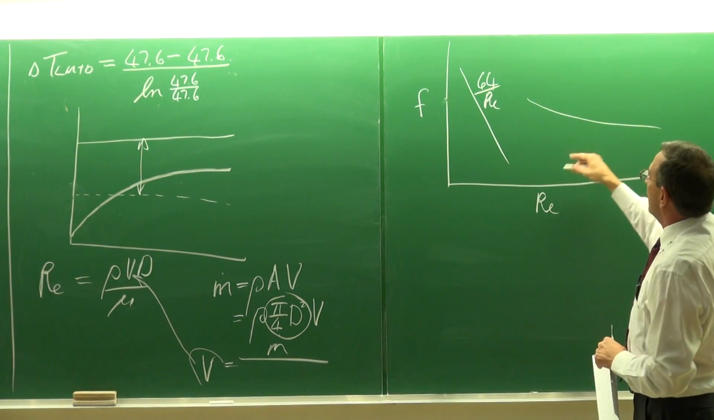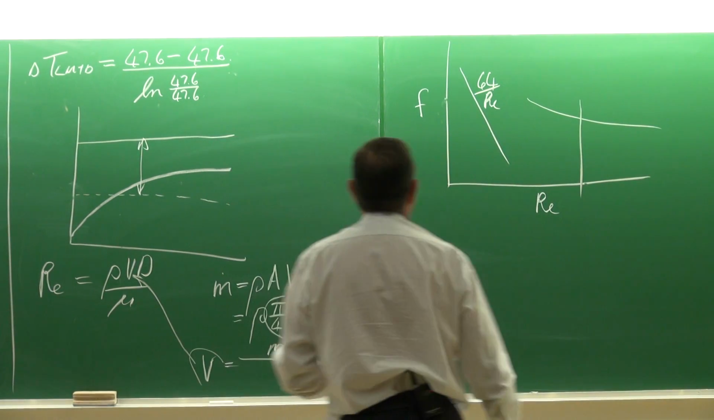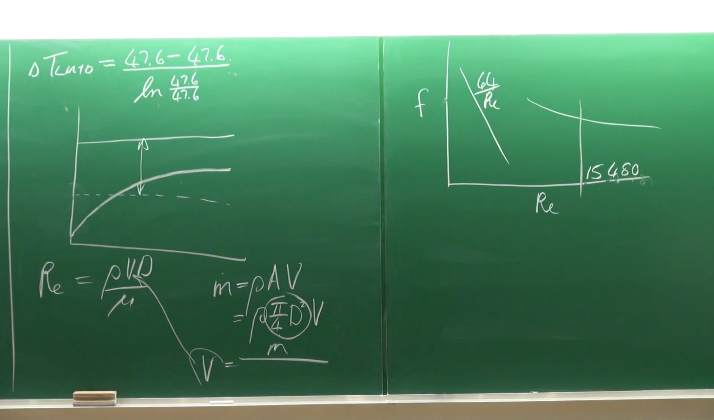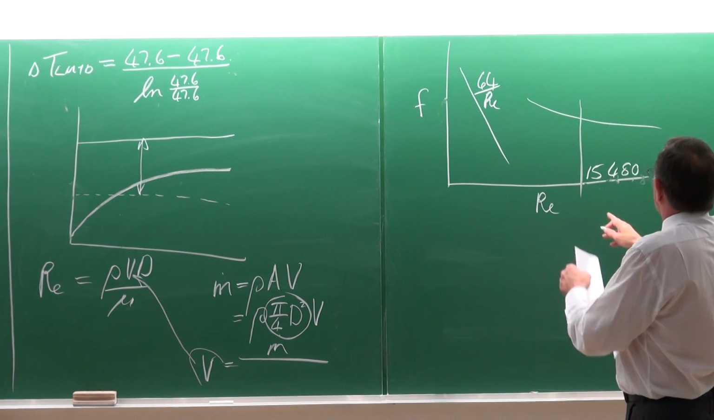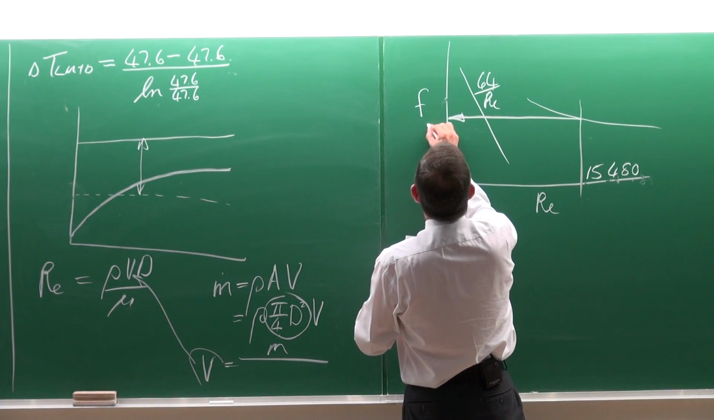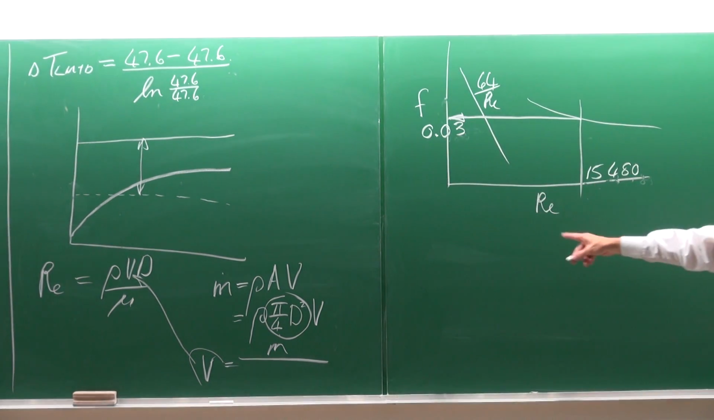However, we are not in the laminar flow regime. We are at a Reynolds number of 15,480. So if you go and look on the Moody chart, there was one in your fluid mechanics textbook, but there's also one in this textbook, in one of the appendices. You will see that the friction factor is approximately equal to 0.03. So you can go directly to the Moody chart and determine the friction factor.